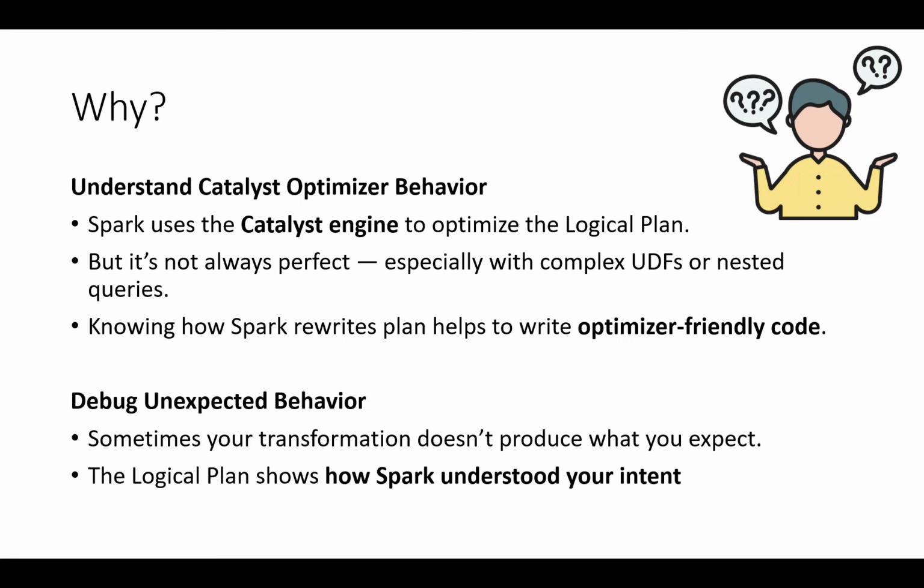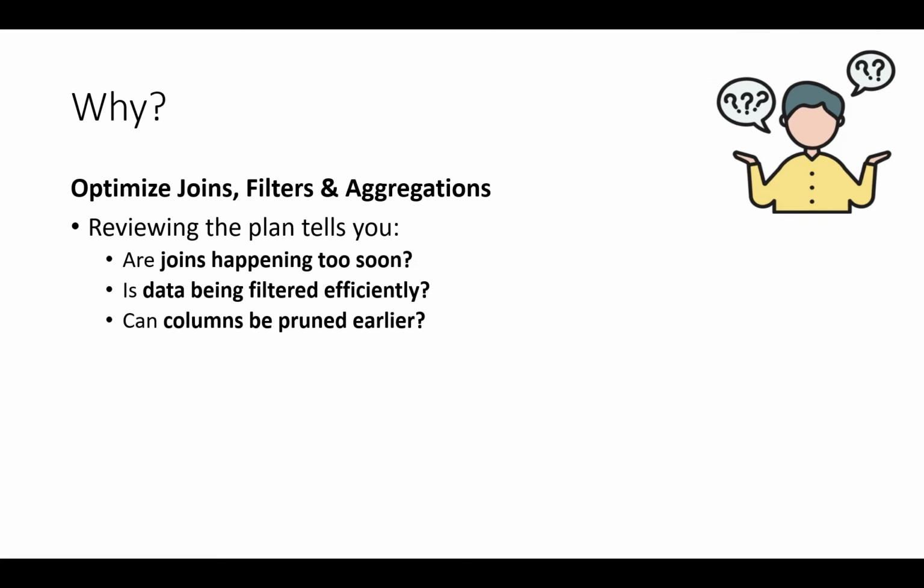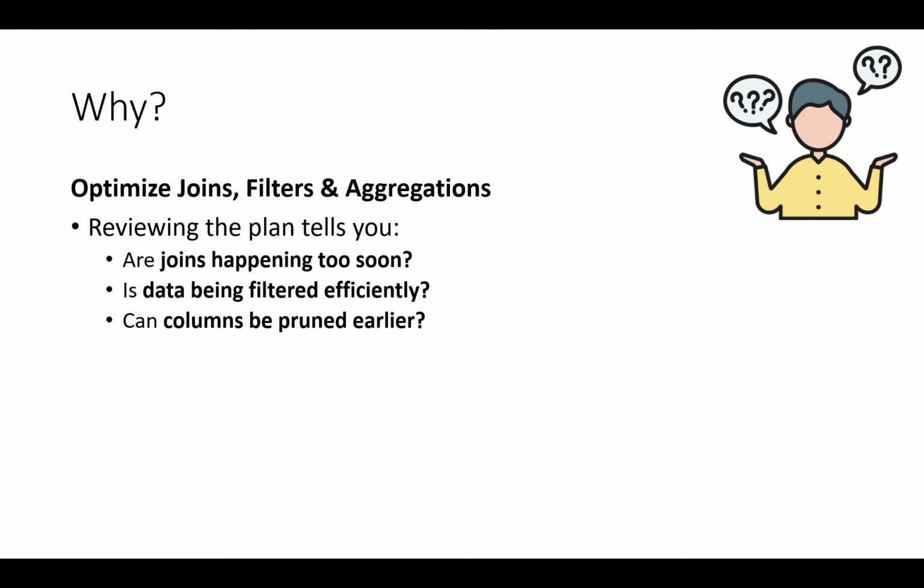Then, when Spark creates a logical plan, if you do an explain and look at it, you will know whether Spark has understood your intent correctly or not. Is it creating a correct logical plan? So that is why it is also important to have a logical plan. Another reason is to optimize joins, filters, and aggregations. We may look at the plan and see: is the join happening too soon? Is the filter getting applied properly? Are the columns getting pruned earlier? All this analysis we are able to do looking at the logical plan.